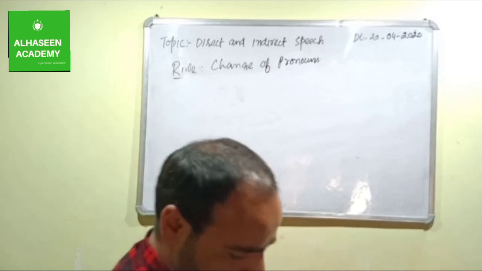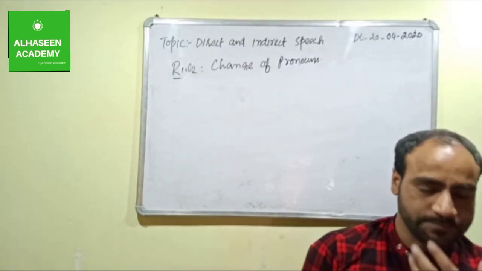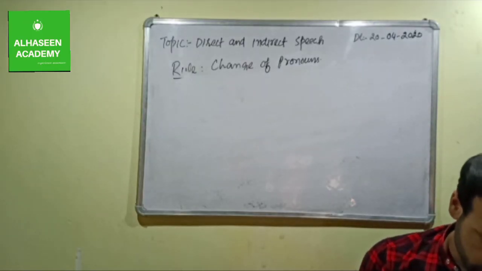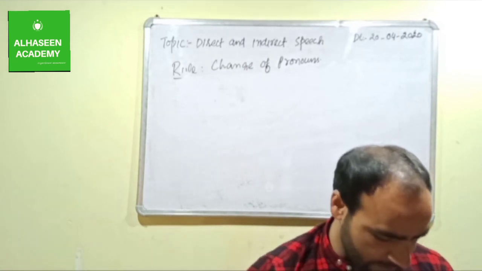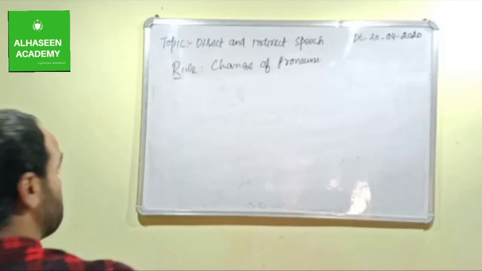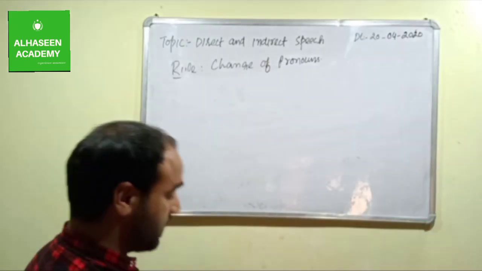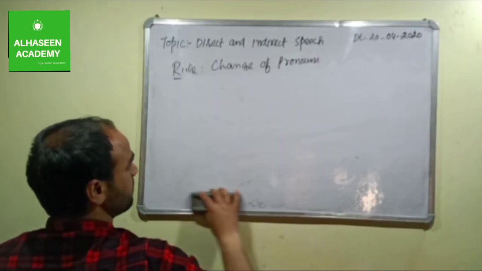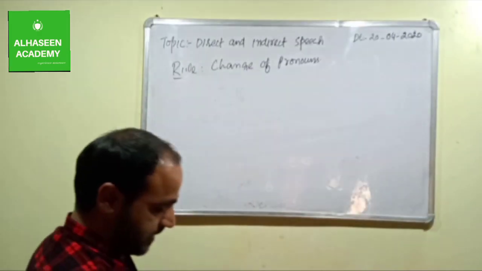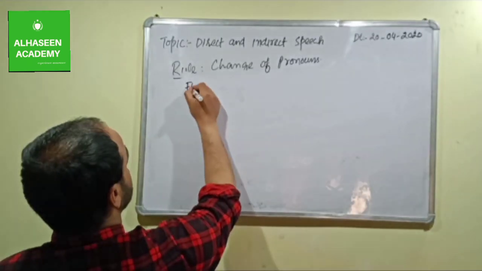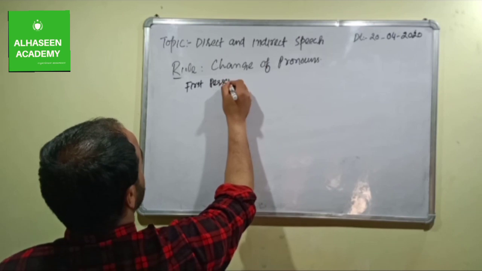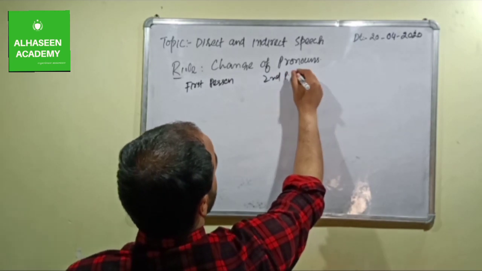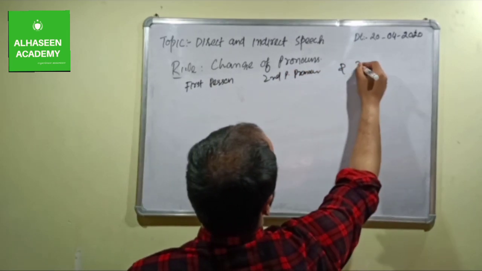Now tell me, what is a pronoun? A pronoun is a word which we use in place of a noun. Instead of a noun, when we are going to use a noun repeatedly, we can use the word pronoun there, so that we can save our time and the repetition of the noun. First we will look towards the first person, because pronouns are of different types: first person pronoun, second person pronoun, and third person pronoun.